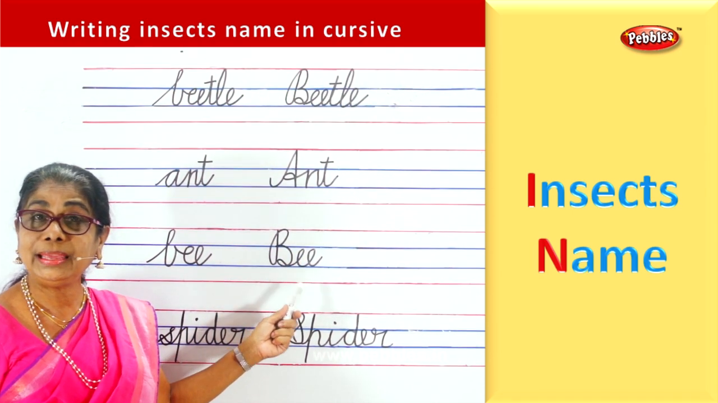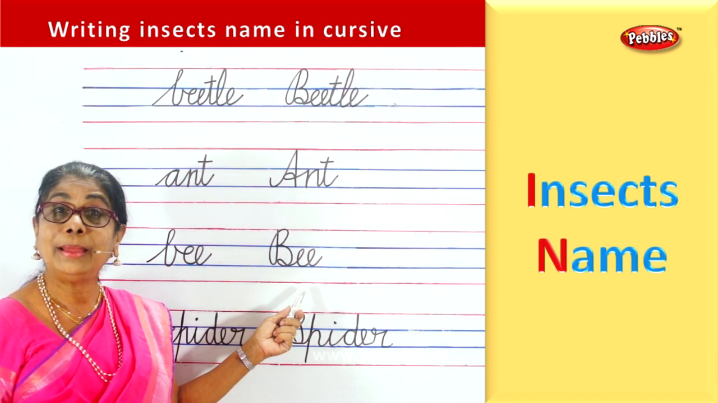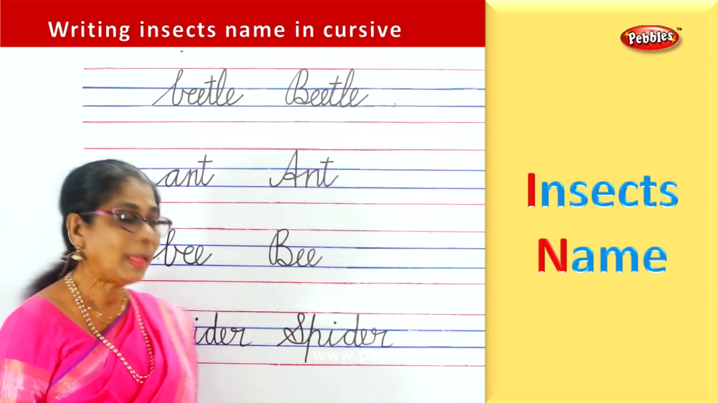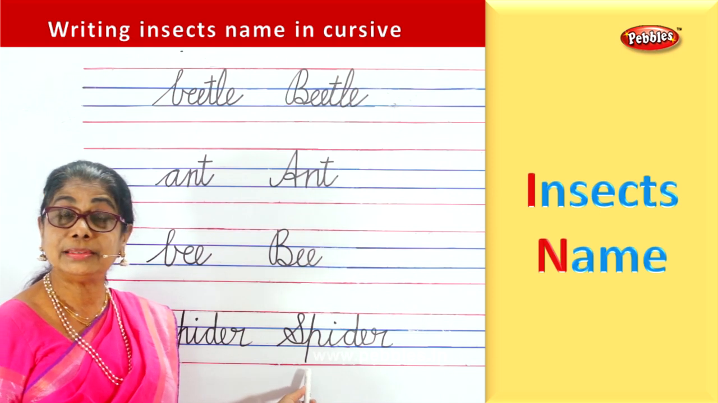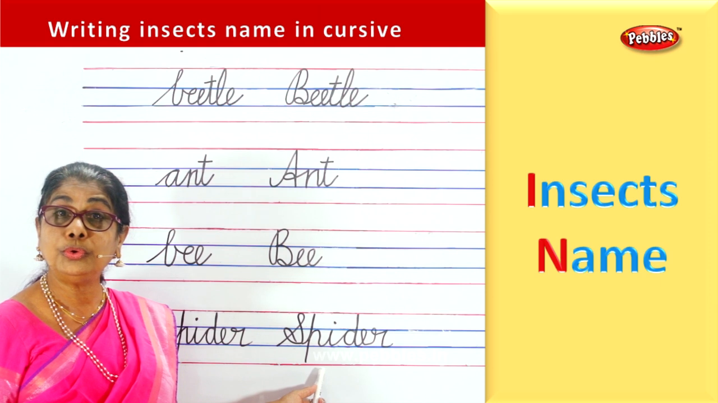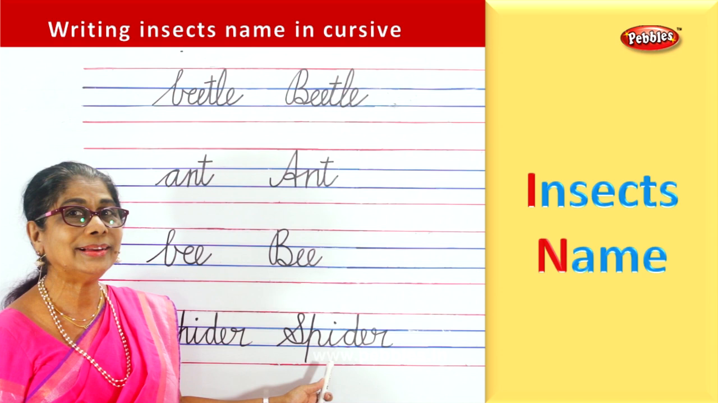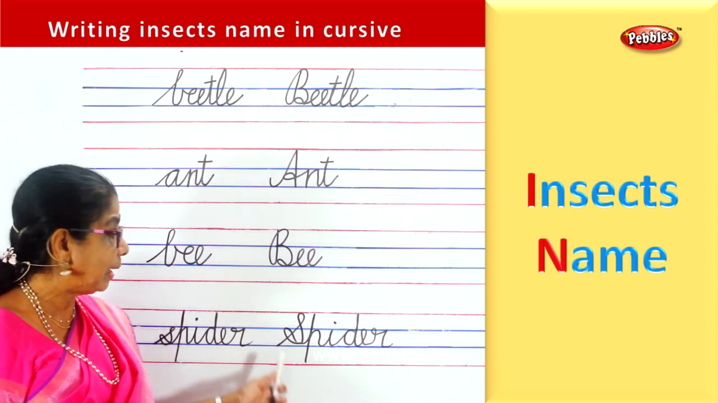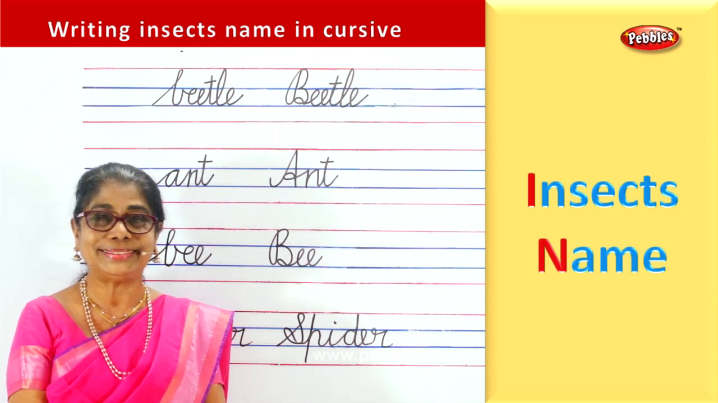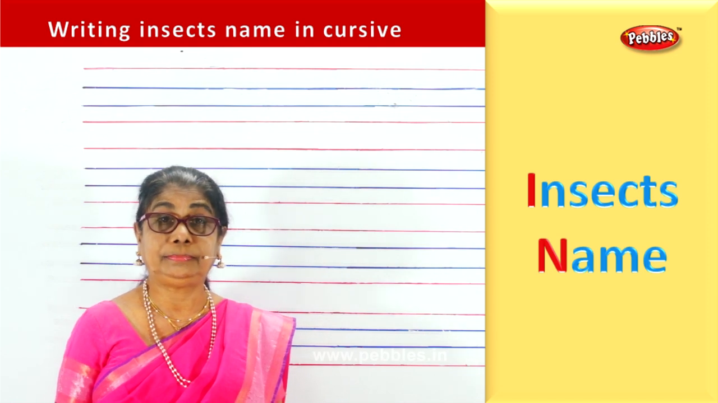There are black ants, red ants, woolly ants. Bee. B-E-E. They are our friends because they collect honey from the flowers for us. Good. And finally we have spiders. Spiders make webs in our home, on the roof, and they eat up all the mosquitoes. So spiders are our friends. Spell spider, S-P-I-D-E-R, spider.